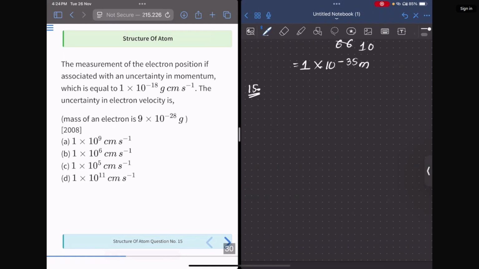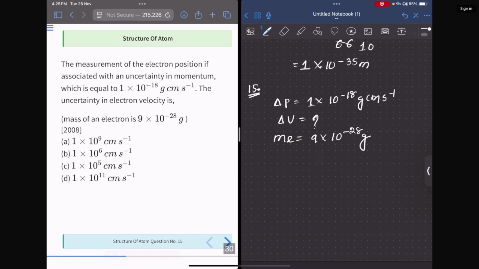The measurement of the electron position is associated with an uncertainty in momentum which is equal to 1 into 10 to the power minus 18 gram centimeter per second. The uncertainty in electron velocity is... So it is given that the uncertainty in momentum is 1 into 10 to the power minus 18 gram centimeter per second. It is asking the uncertainty in electron velocity. The mass of electron is given as 9 into 10 to the power minus 28 gram.